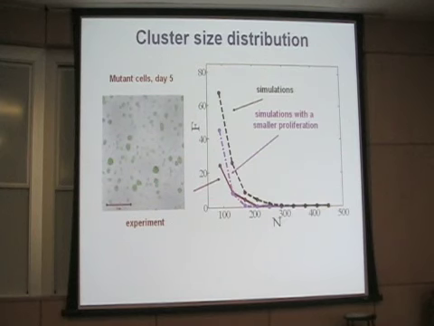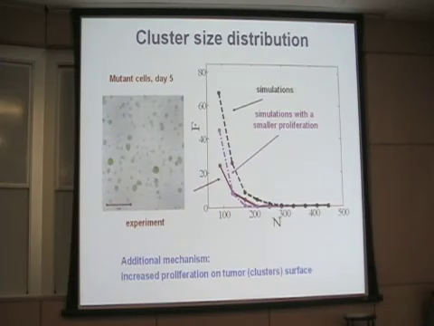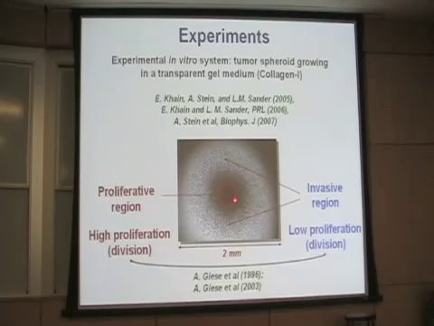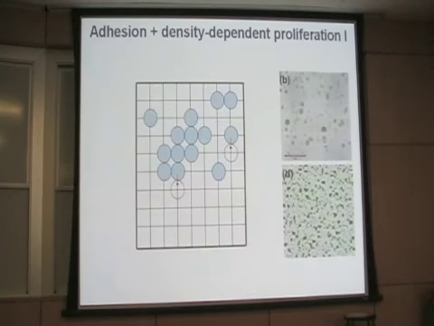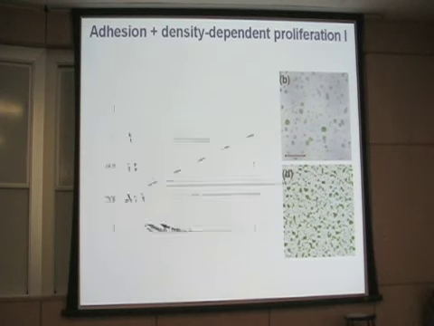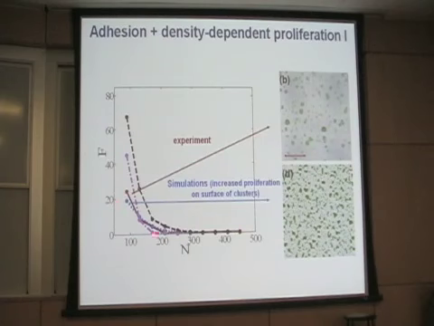So there's one mechanism, and another mechanism is what I mentioned before. Cells on borders, on the surface of the cluster, proliferate more than individual cells which just freely migrate. If I take this into account in my discrete modeling, saying that there is some basic proliferation rate, but cells on this surface proliferate faster, then the agreement between simulations and experiment is much better. So this is the experiment and those are simulations.